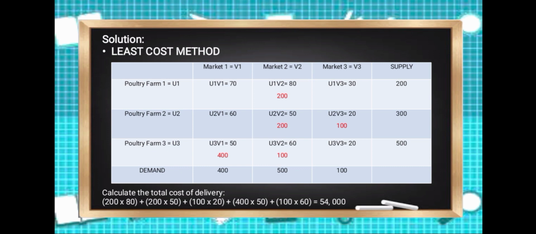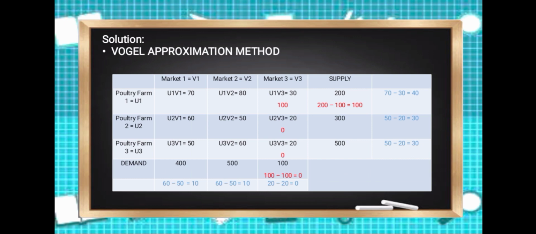As we observe, the northwest corner method gives 57,000, which is reduced in our least cost method to 54,000. And now we will proceed to the Vogel Approximation Method.